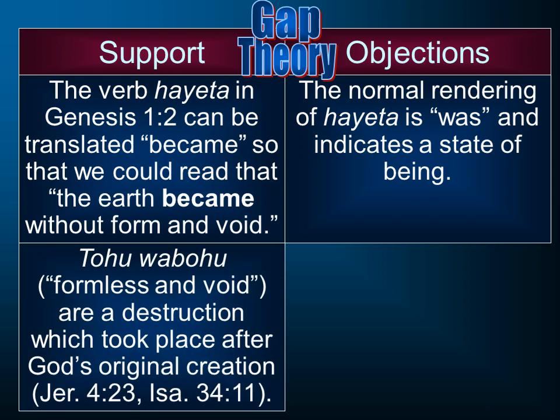It's noted that the phrase tohu vabohu, where we translate it formless and void, I actually like the translation desolate and deserted because it sort of rhymes a little bit. And it's claimed that this is a destruction which took place after God's original creation, and it's noted that those terms are used together in Jeremiah chapter 4, verse 23, and in Isaiah 34:11, where it talks about the earth being rendered desolate and deserted, or a destruction taking place.